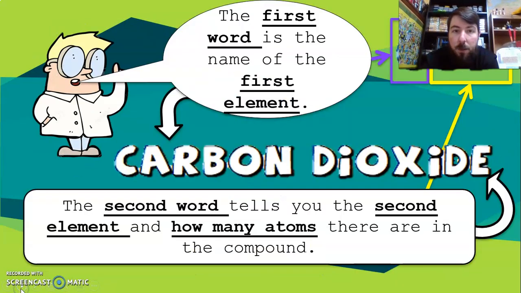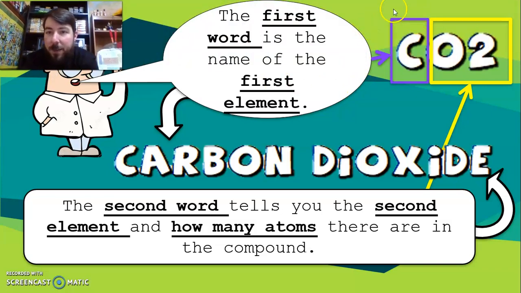So the first word in the name is the name of the first element. So we had CO2. Remember, C is carbon, so the first word in the name is going to be carbon. The second word is the name of the other element, but it also tells us how many of that element there are in the formula.